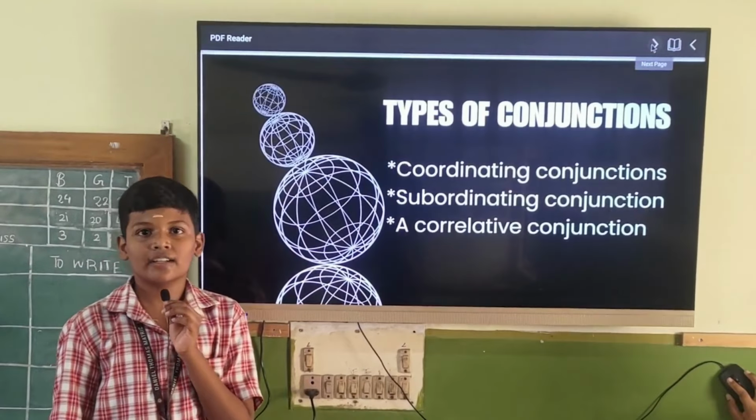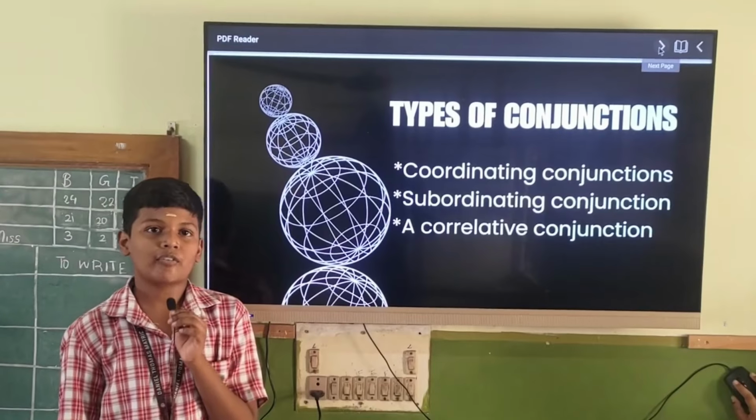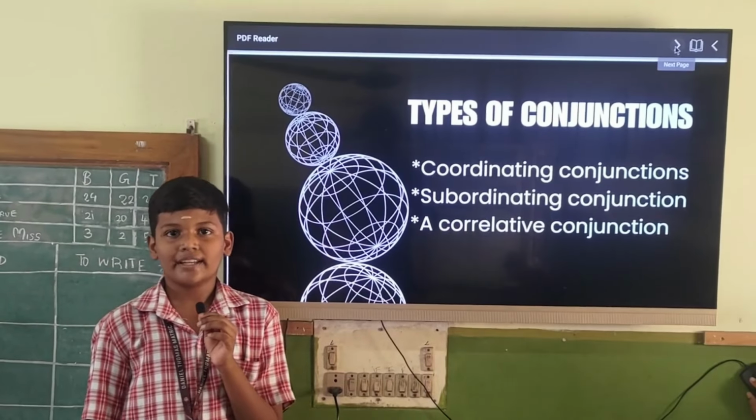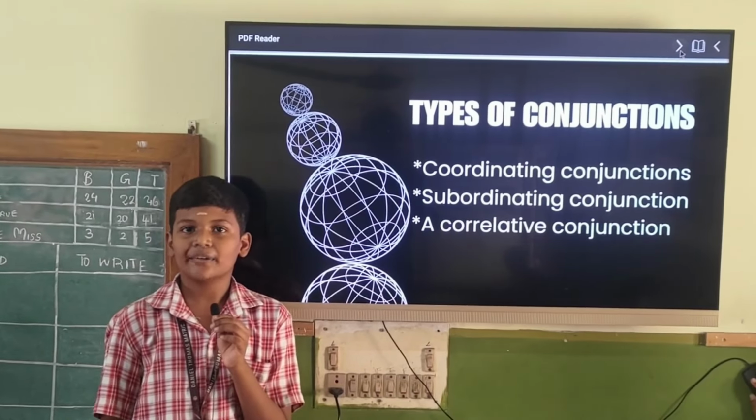Conjunction. A conjunction is a word or phrase that joins two sentences or groups of words together. It is also known as a connector. There are three types of conjunction: subordinating conjunction, coordinating conjunction, and correlative conjunction.